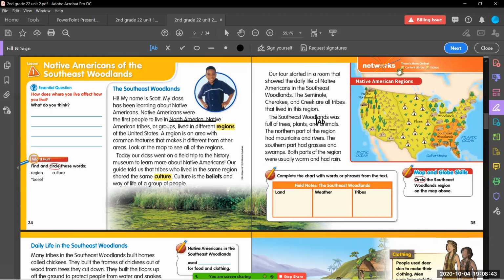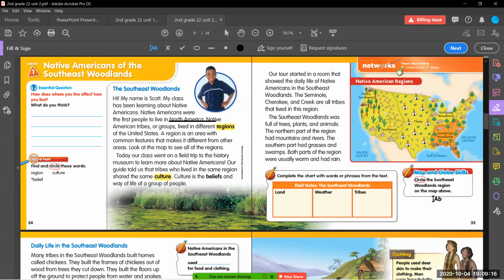And we can see that the Southeast Woodlands was full of trees, plants, and animals. They had mountains and rivers. So those are all going to go right here. So many trees, plants, and animals, mountains and rivers. The weather. So the northern part of the region had mountains and river. The southern had grasses and swamps. Both were usually warm and had rain. So warm and rainy is going to go over here. And the tribes that we're talking about are the Southeast Woodlands.